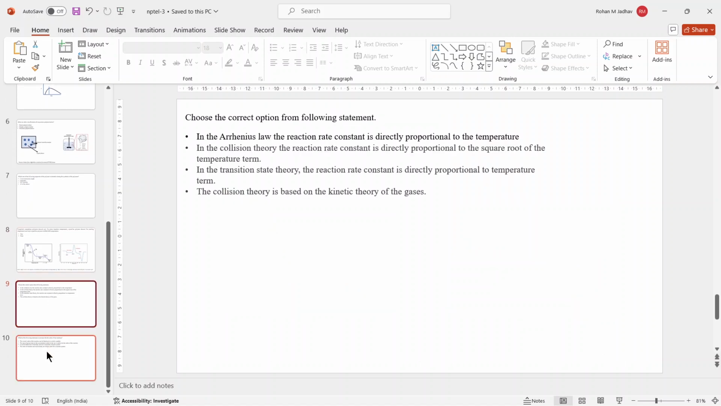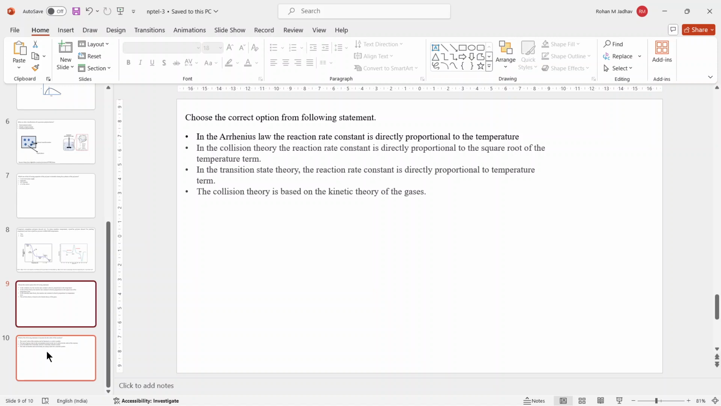Then we have: choose the correct option from the following statements. In the Arrhenius law, the reaction rate constant is directly proportional to the temperature. In the collision theory, the reaction rate constant is directly proportional to the square root of the temperature term. In the transition state theory, the reaction rate constant is directly proportional to the temperature term, and the collision theory is based on the kinetic theory of gases.